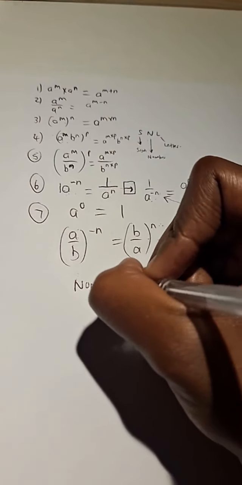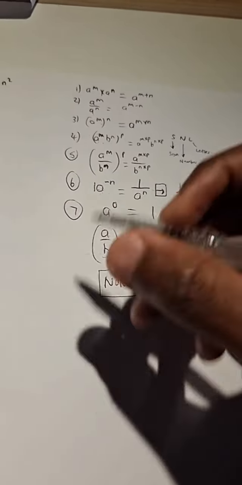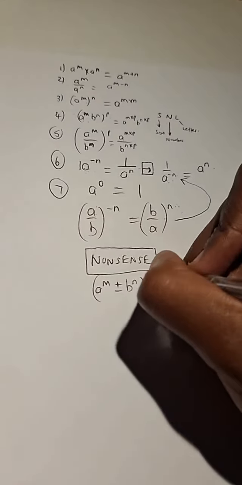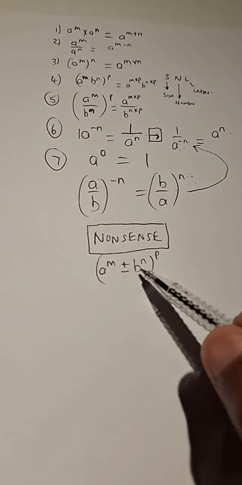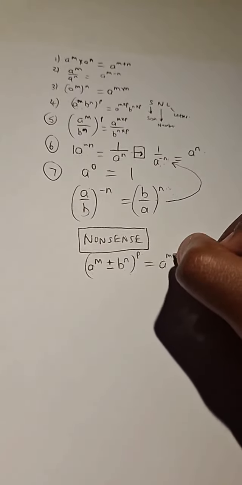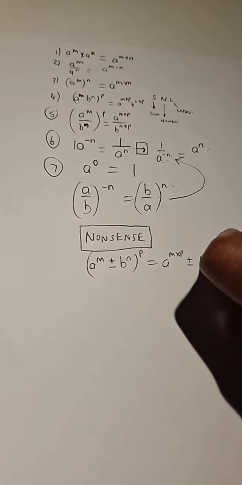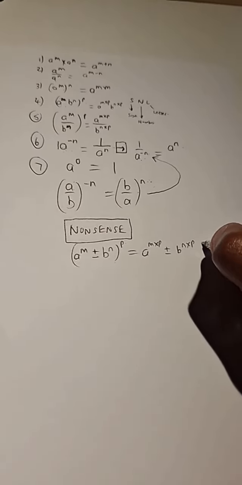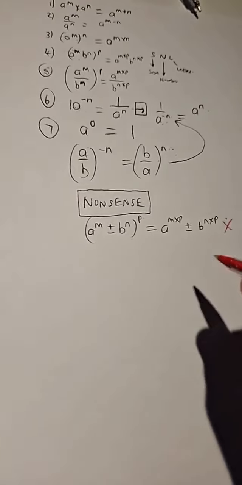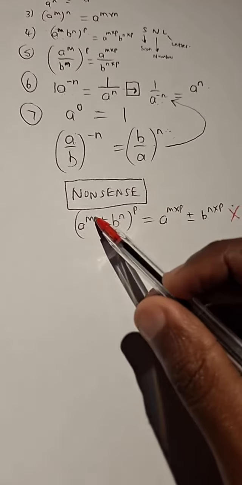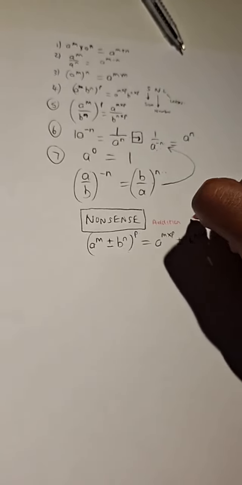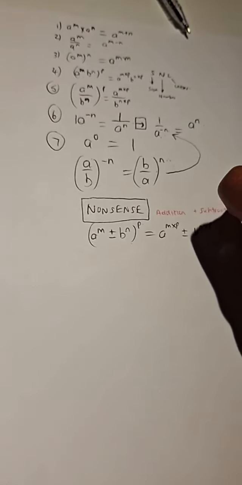Then do not do this particular nonsense here. Don't ever think that if you have a plus and a minus sign between 2 terms and you have an exponent, that you can do this. This is nonsense, guys. We don't ever do this. Never. This is absolutely wrong. We do not ever multiply the exponents if there's a plus and a minus sign in between. So for addition and subtraction, we don't do this. Never. This is absolute rubbish.